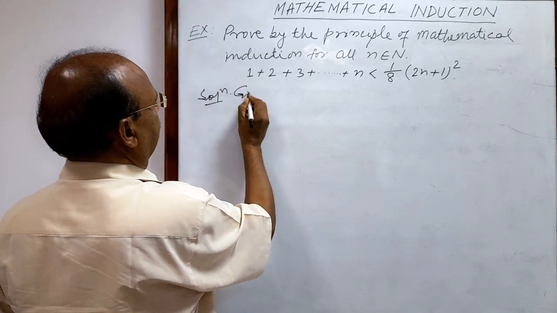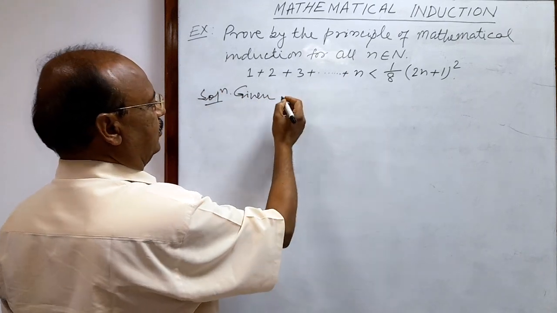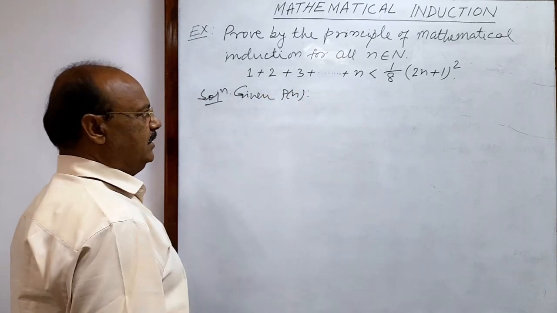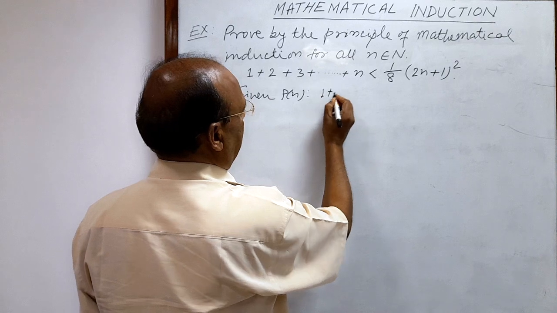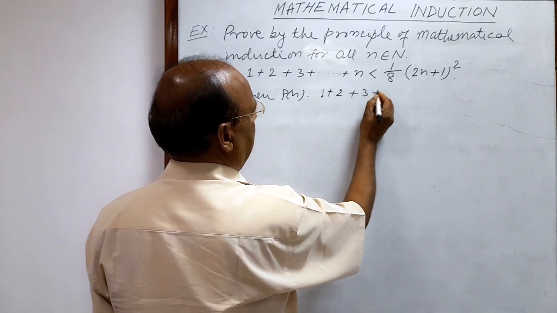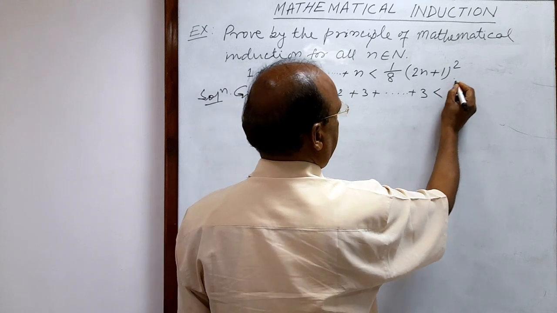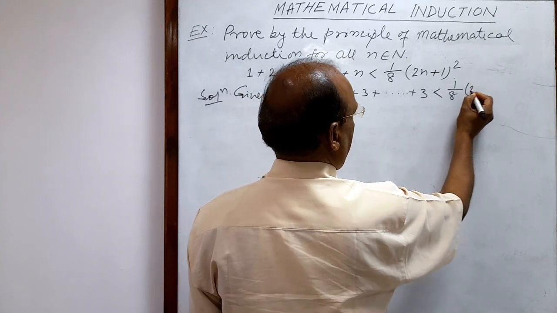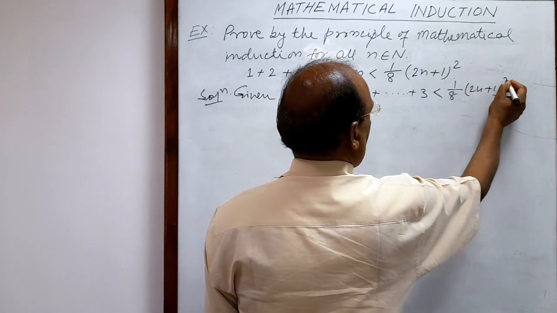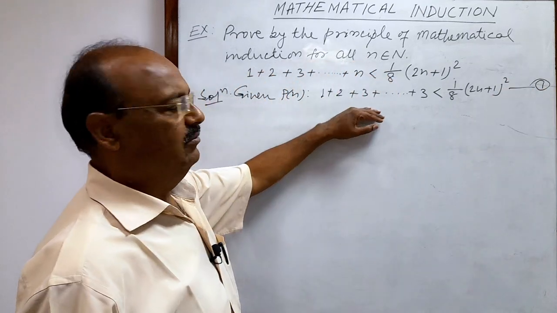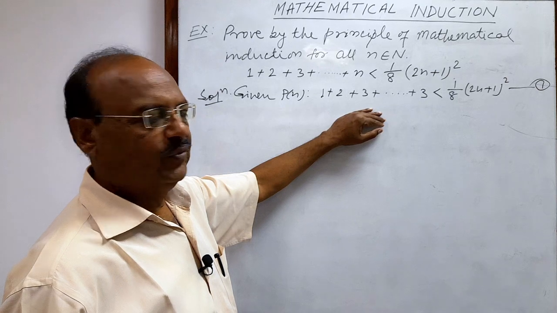Here the given mathematical statement is denoted by Pn. So the mathematical statement Pn is 1 plus 2 plus 3 up to n is smaller than 1 by 8 (2n plus 1) whole square. Let us call it relation number 1. We have to establish it. We have to prove it.